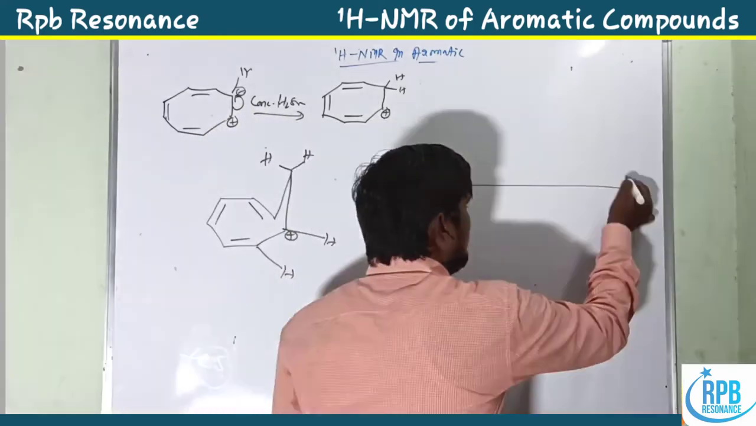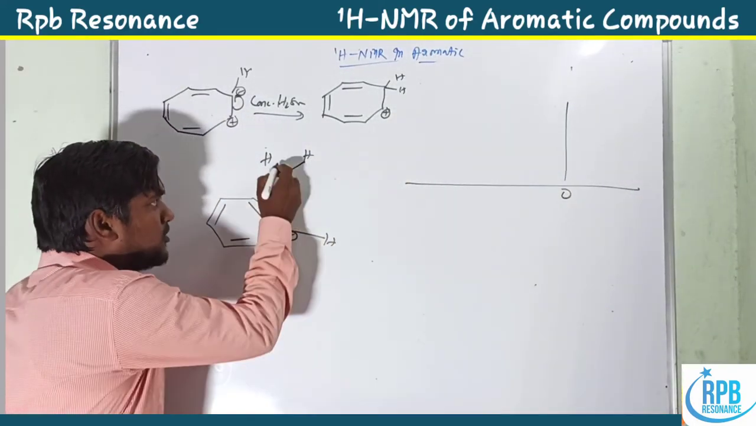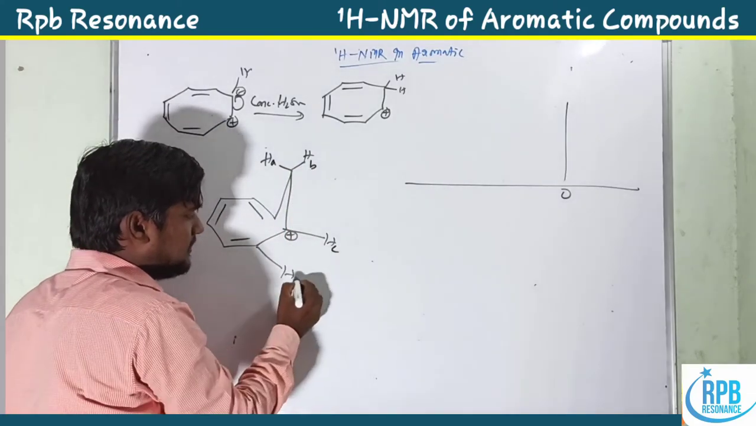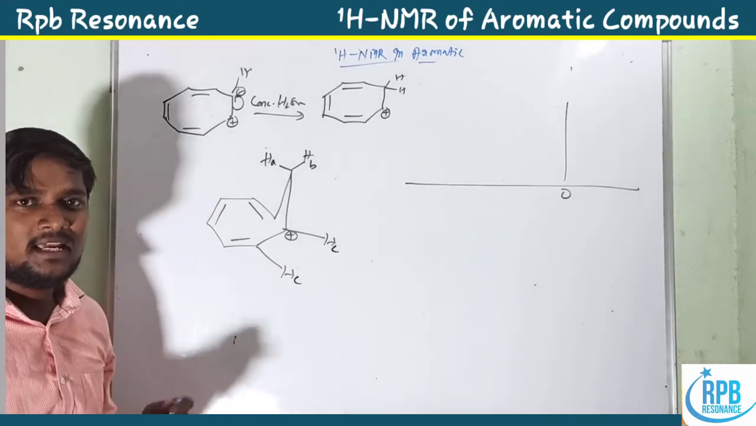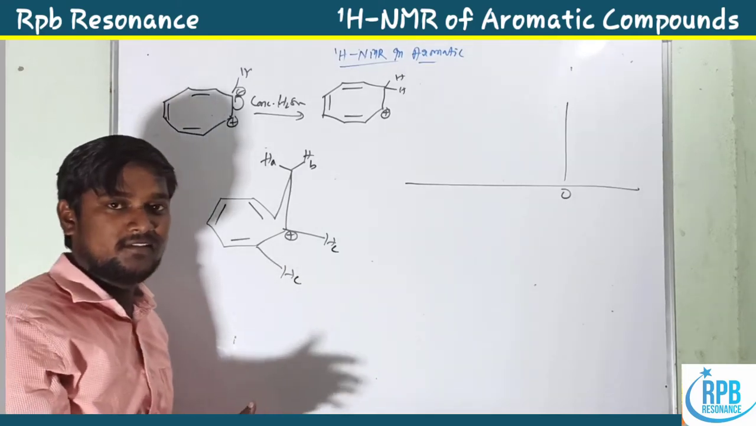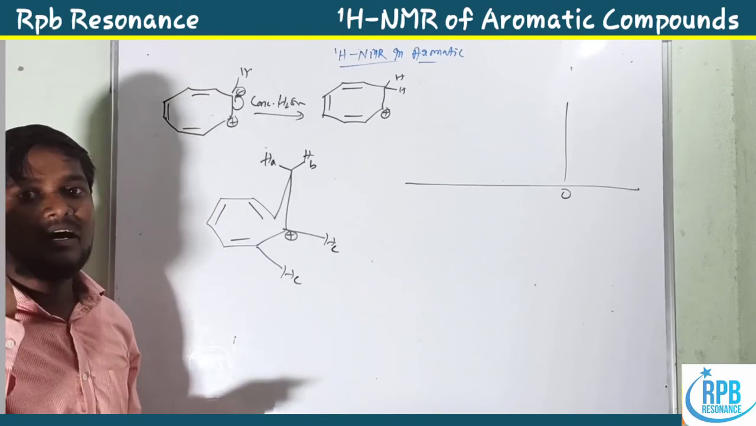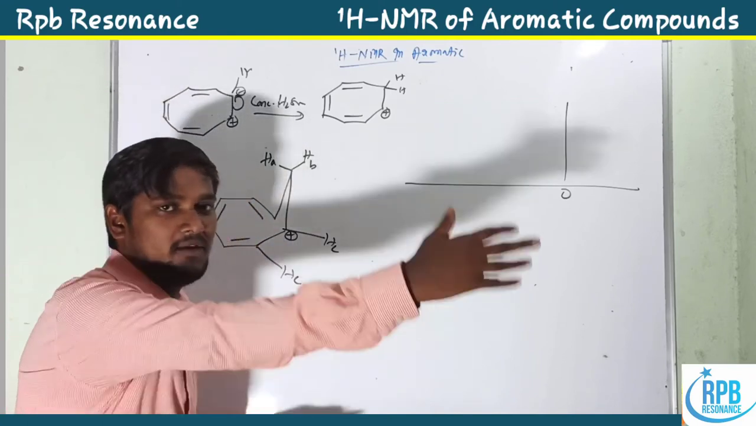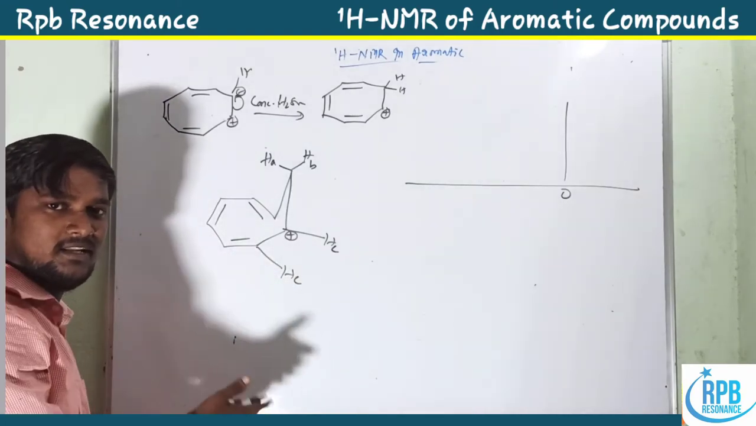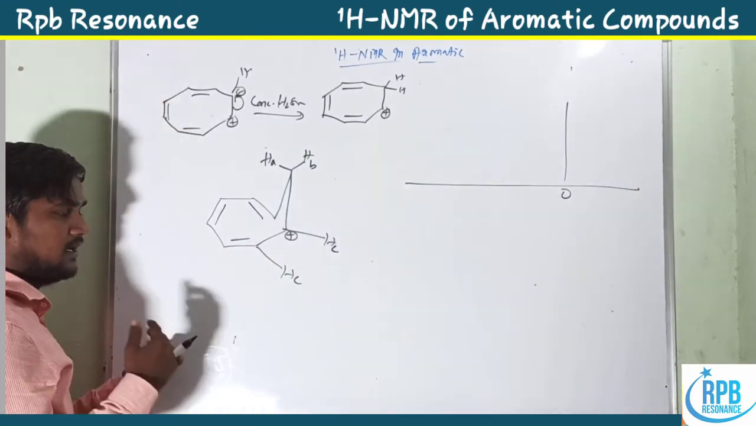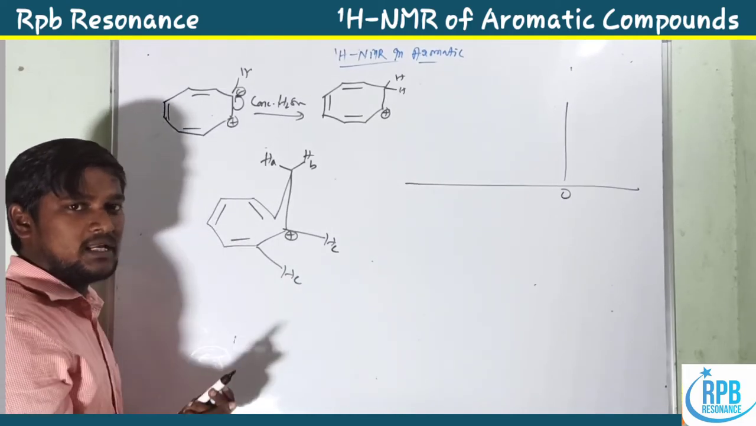Now let us draw a diagram. This is the zero. Let us assume the four protons are labeled as A, B, C, D. We don't know their chemical shift values. This is one of the CSIR NET question types: among the four, which has a higher chemical shift value, or arrange the chemical shift values in a series. Those types of questions are expected in CSIR NET and GATE question papers. Now let's analyze those chemical shift ranges.